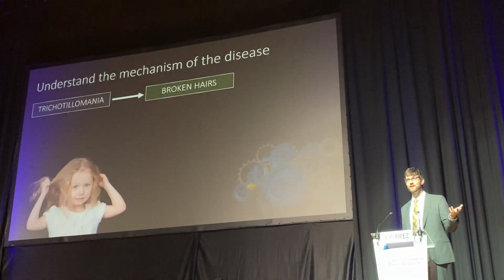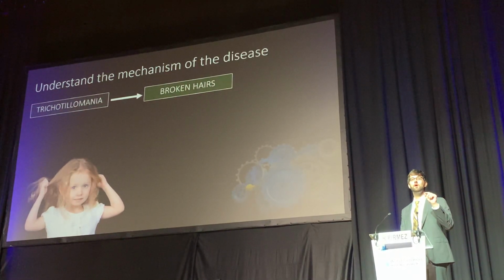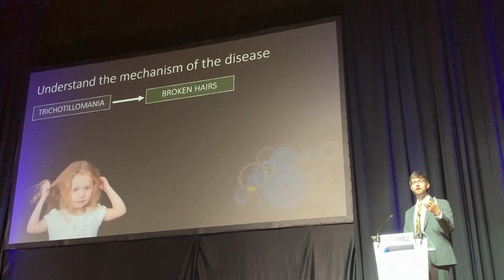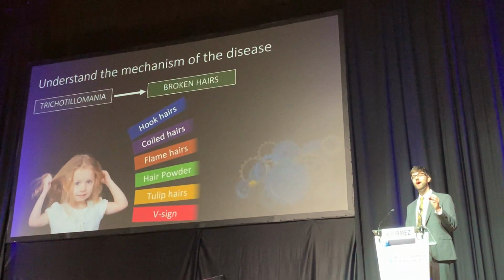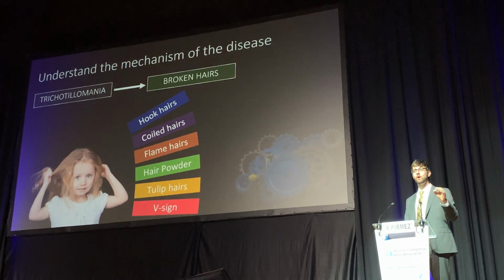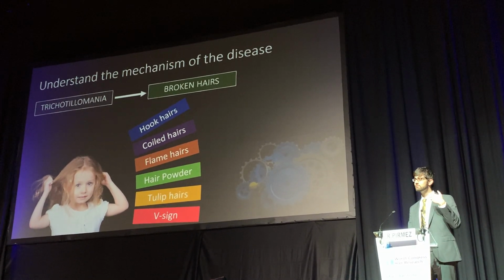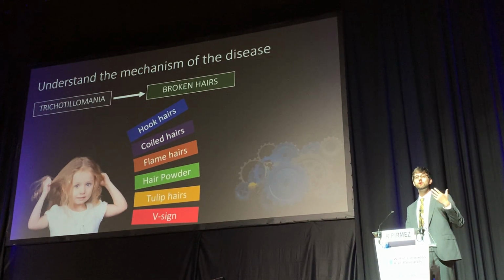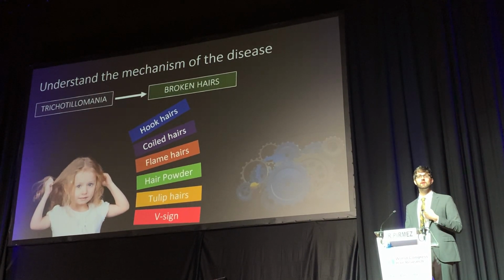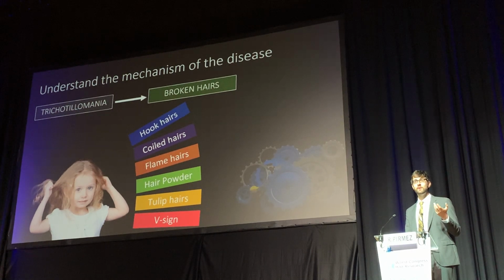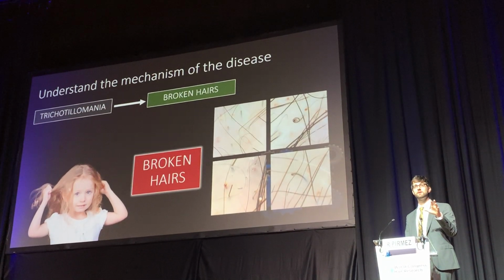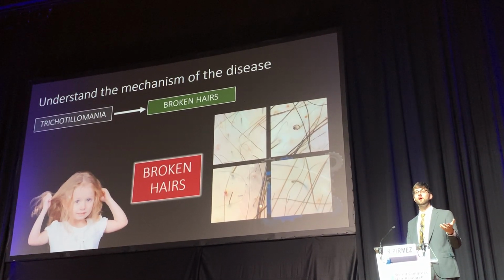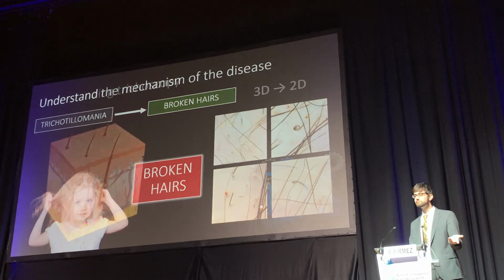Broken hairs. But depending on the way the hair shaft breaks, depending on the shape it acquires, we are going to have a special name for each one of the shapes. But in order to make the diagnosis of trichotillomania, we don't have to know all of these names by heart. We need much more than that. We need to look at these hair shafts and know that they are broken hairs. And like that, we can make the diagnosis of trichotillomania.